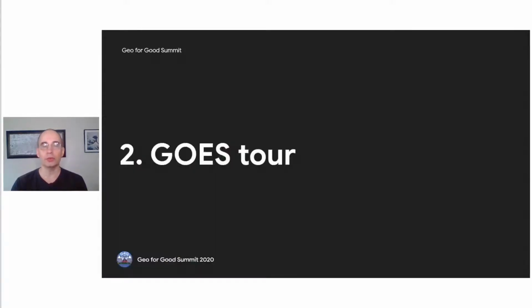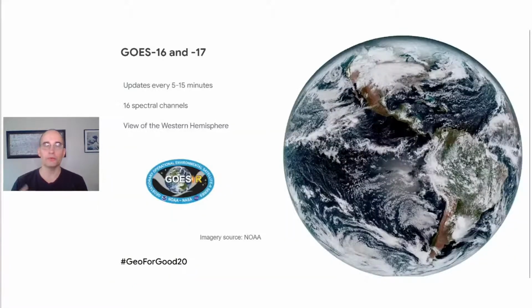Now let's talk about a couple of datasets we have added this year, which are particularly important. First, let's talk about GOES. GOES 16 and 17 are geostationary satellites, which hang in approximately the same place above the Western Hemisphere. And they send an image of the whole disk that they see every several minutes. The image is recorded in 16 spectral channels.